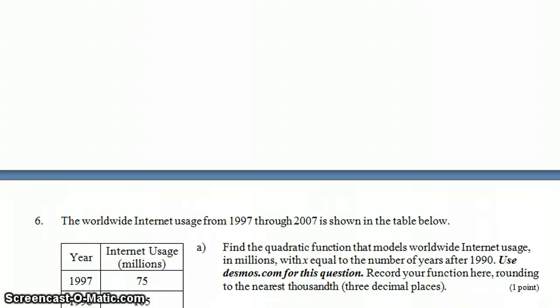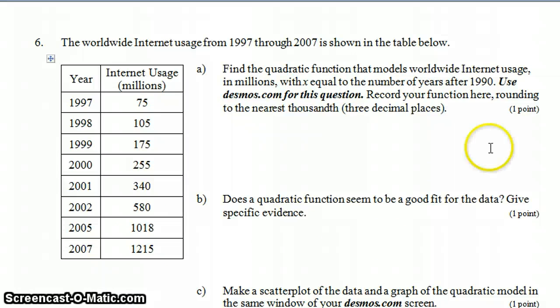Alright, but then we get down to number 6, and it says this is the worldwide internet usage from 1997 through 2007, shown in the table below. This is the number in millions of people who are using the internet. And there's the data. Now it says find the quadratic function that models worldwide internet usage in millions with x equal to the number of years after 1990. Use Desmos.com for this question. Record your function here, rounding to the nearest thousandths, 3 decimal places.